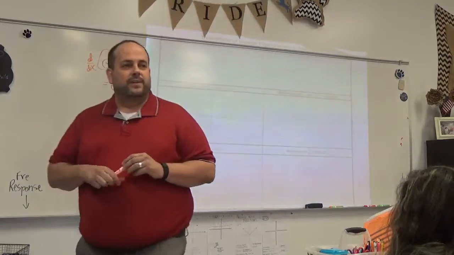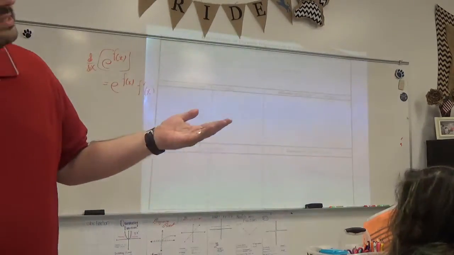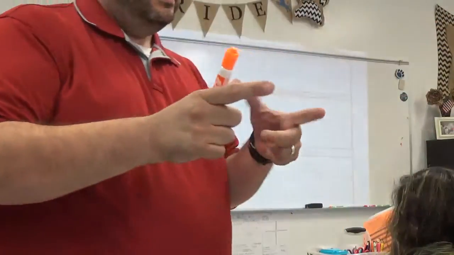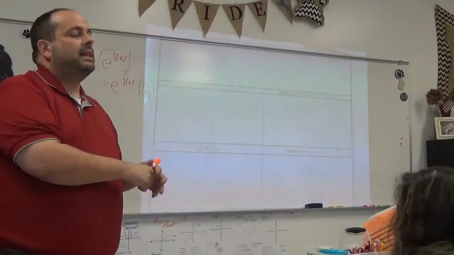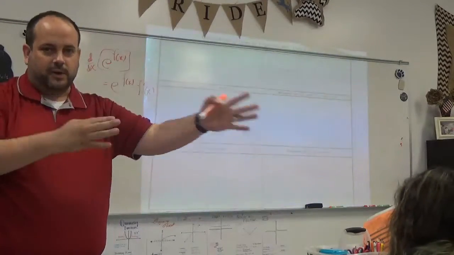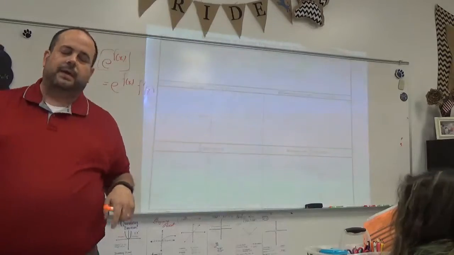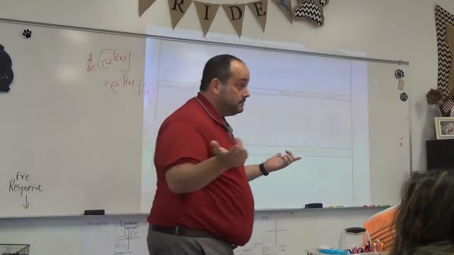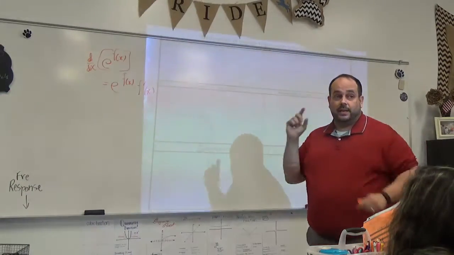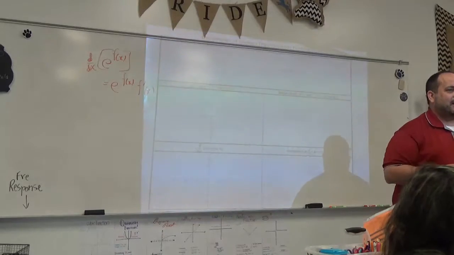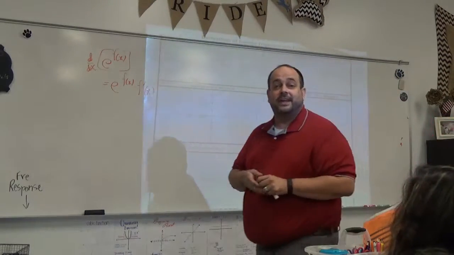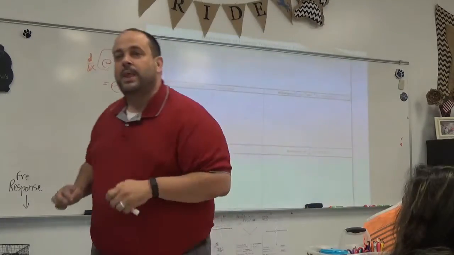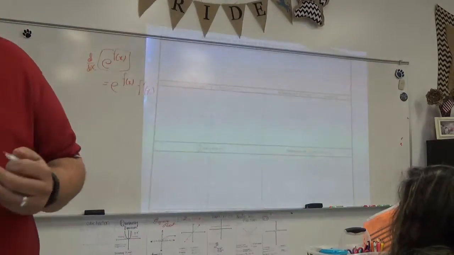Alright, so we've got the product rule. Everybody, product rule says? The derivative of the first times the second, plus the derivative of the second times the first, or plus the first times the derivative of the second, same thing. Quotient rule. Low d-high minus high d-low, all over low squared, or for the French at home, low d-high minus high d-low. That's how it works too.